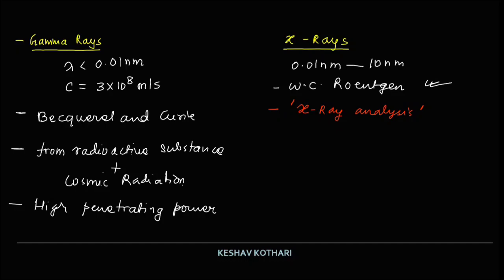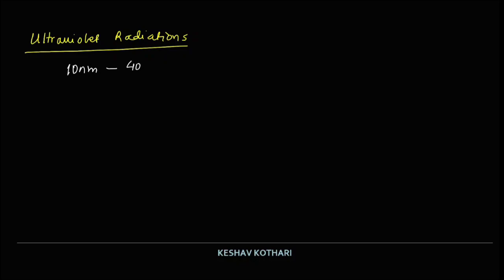So next we deal with ultraviolet radiations. If we talk about ultraviolet radiation, the wavelength range is from 10 nanometer to 400 nanometer, and the discoverer of ultraviolet radiation is Ritter.